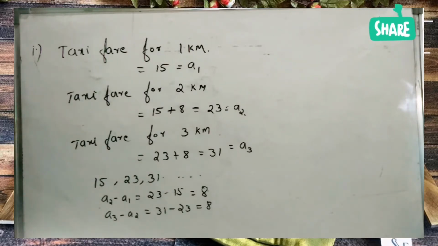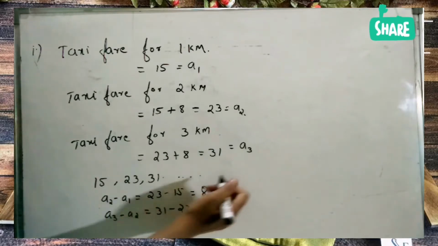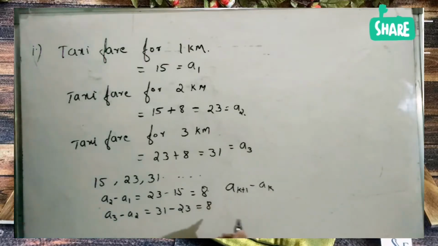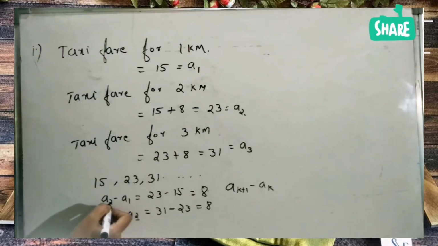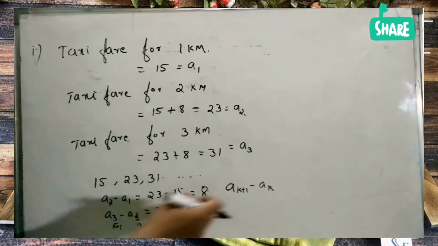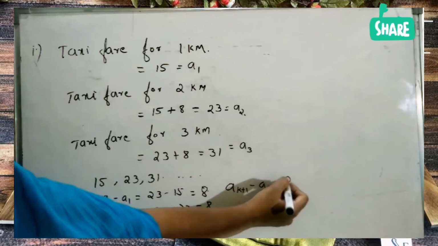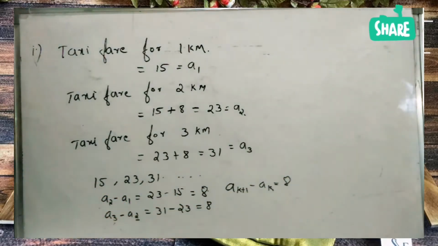So we can write in general, A(k+1) minus A(k), because if it is k, then the next one is k plus 1, like 2, 3 and 1, 2. So in general, we can write A(k+1) minus A(k) is equal to 8. That means if you take the difference of any two consecutive terms, you will get 8. Therefore, the list of numbers forms an AP.